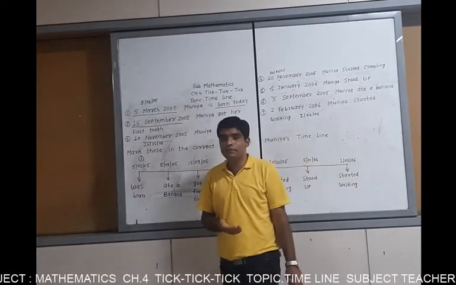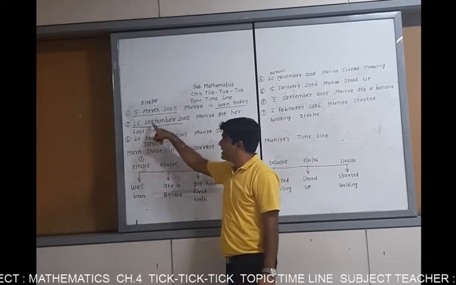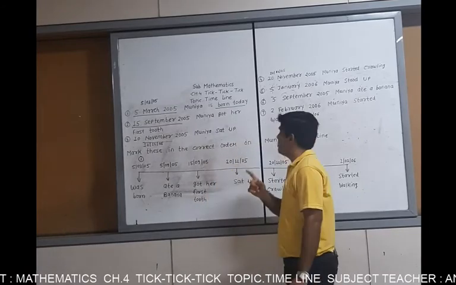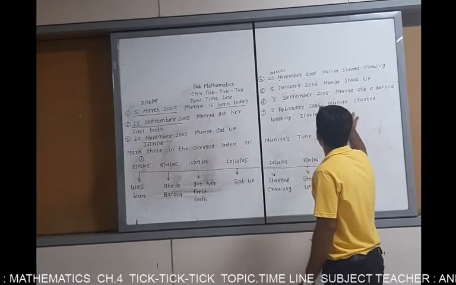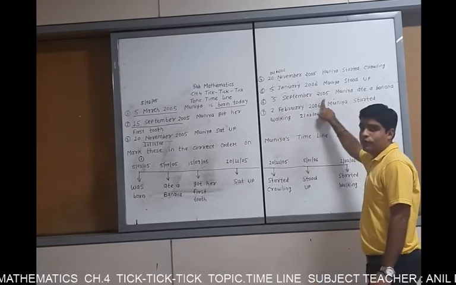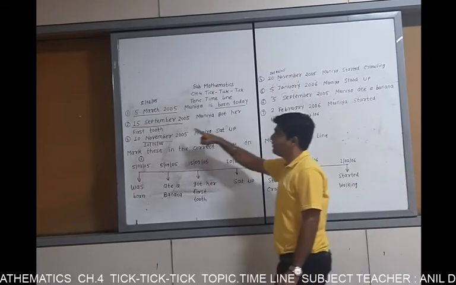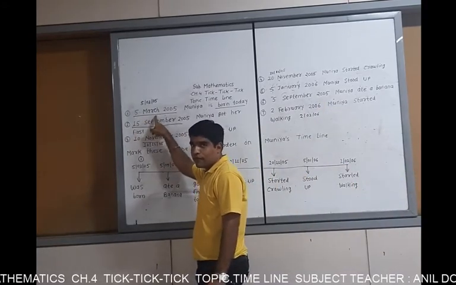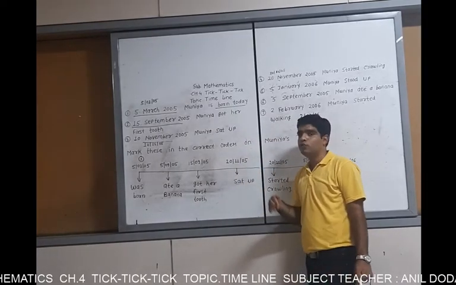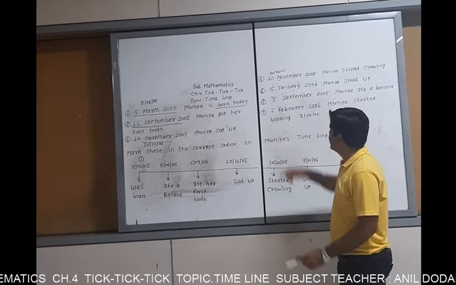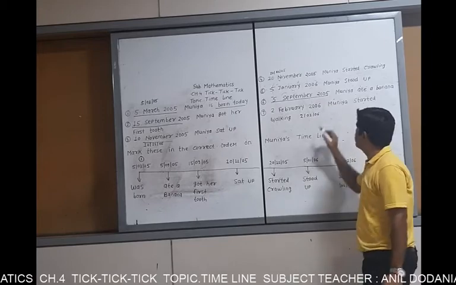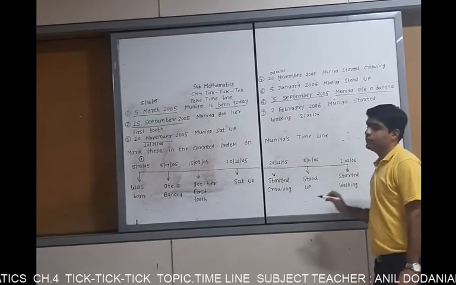Now the second point. Your second point is what? 15 September 2005, Munia got her first food. Now here will be the second point. 5 September 2005. It means that after your 5 March, okay, April, May, June, July, August and September. It means that your September is there. 5 September 2005, Munia ate a banana. This is our second point.